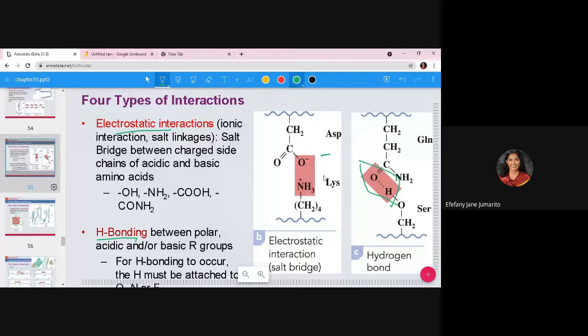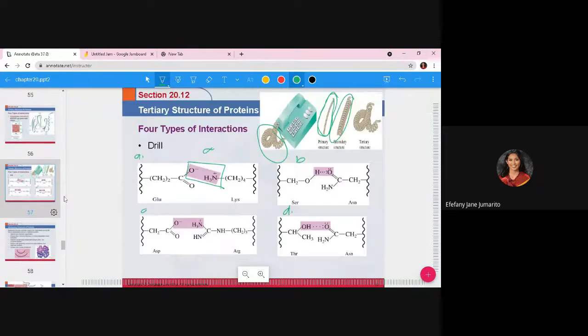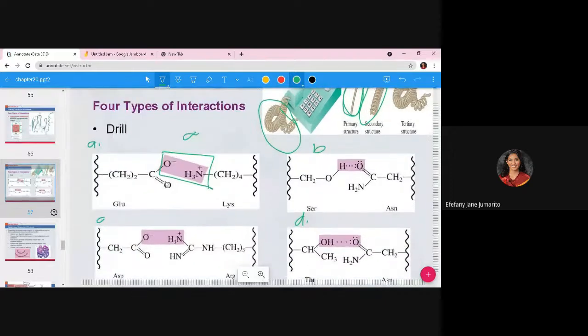It's between ionic interaction. Ionic, class, when we say ionic, it's charged. So we have this one negative and then we have the positive. Now, if that occurs in your tertiary interaction, then that is what we call, what's the interaction in letter A? Electrostatic. Okay, what about letter B?